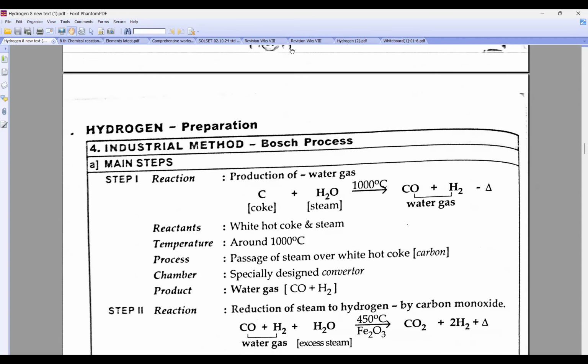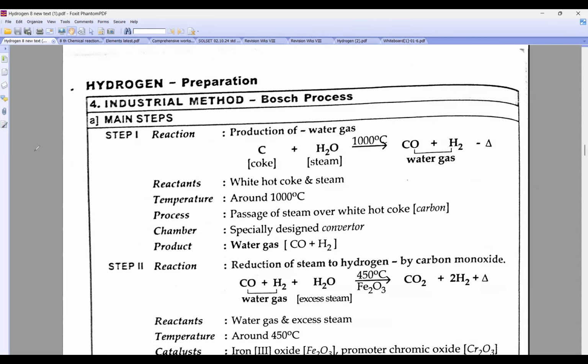The industrial method is very important, and they will ask this. What is the name of the industrial or commercial method? Bosch process. In the Bosch process, who is the reactant? White hot coke and steam at 1000 degrees. And what product do we get? Water gas.